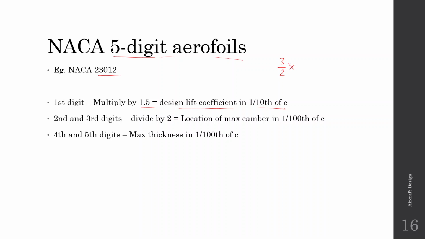1.5 into 2 gives you 3, and then you multiply it by 1/10, so your design lift coefficient is 0.3. Design CL is 0.3. Now the second and third digits, you divide by 2 to get the location of max camber in 1/100th of C. So the second and third digits are 30, so the location of max camber is 0.3 C.